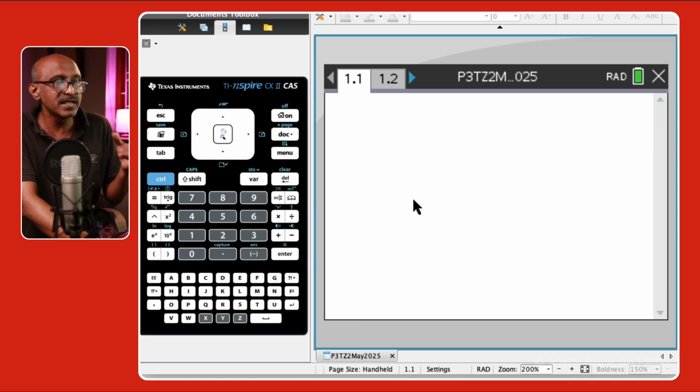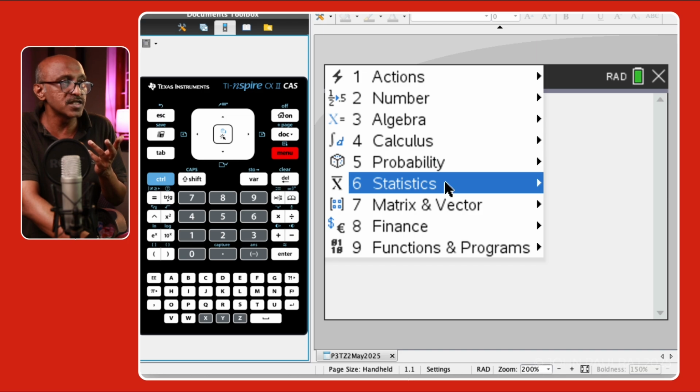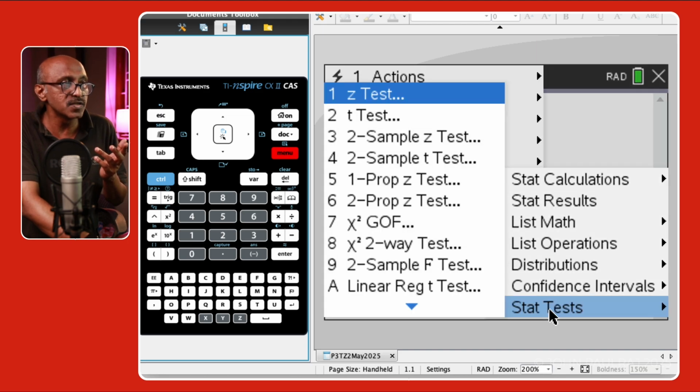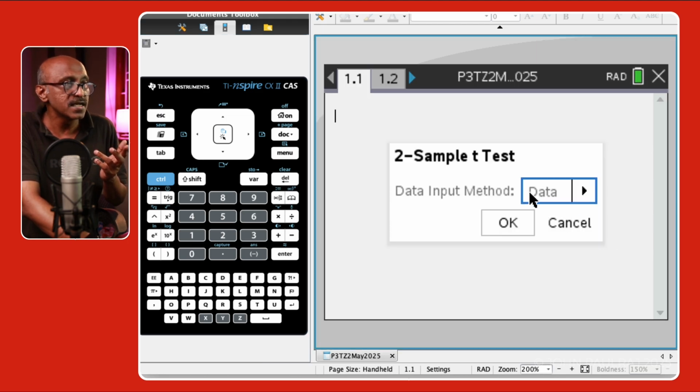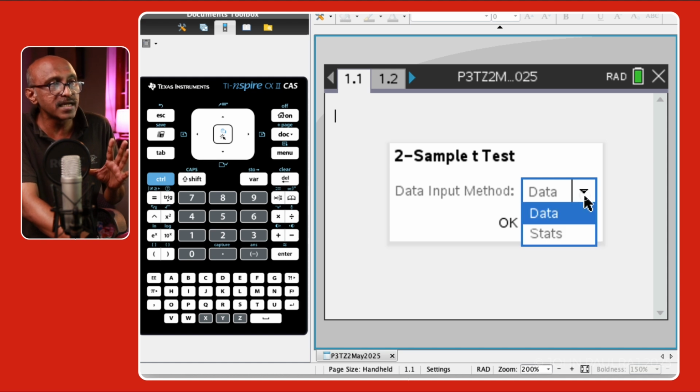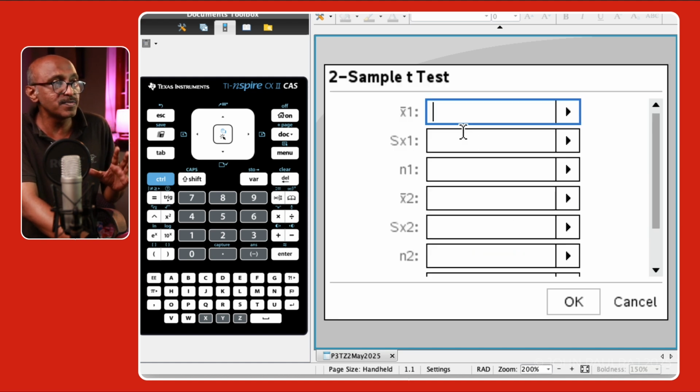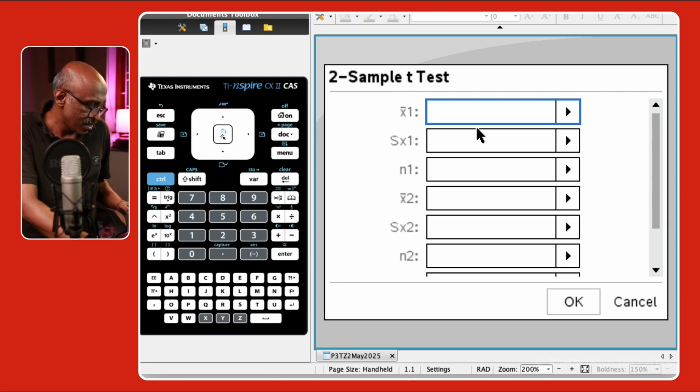But for the second school, they don't have the data, they've just given the statistics, which is why our input method is going to be just stats and not data. So for the stat test, two-sample t-test, we are going to use the data input method as stats. All right, now let's be careful how we're entering these values here.